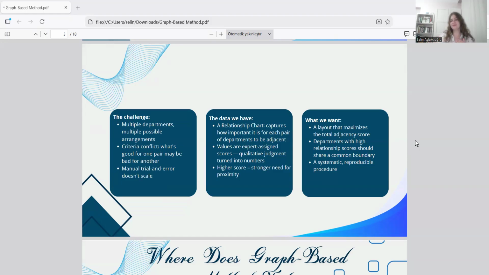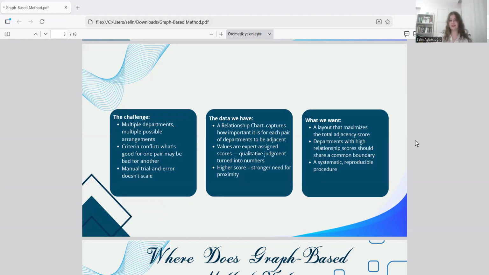We generally have a relationship chart, which captures how important it is for each pair of departments to be adjacent. These values are expert assigned scores, qualitative judgment turned into numbers, and a higher score means a stronger need for proximity.